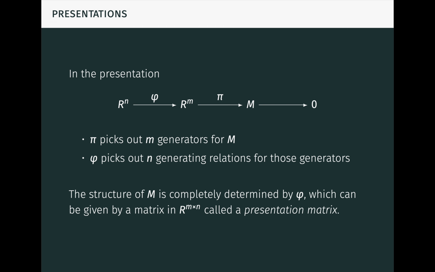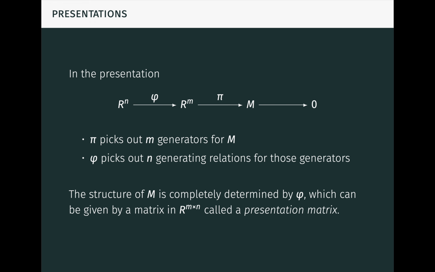In this presentation, the structure of M is completely determined by phi, which is convenient because phi can be given by an m by n matrix over R, called a presentation matrix. This is just like the matrix of a linear map between vector spaces, except it's for a homomorphism between modules. The generating relations are encoded in the columns of the presentation matrix.